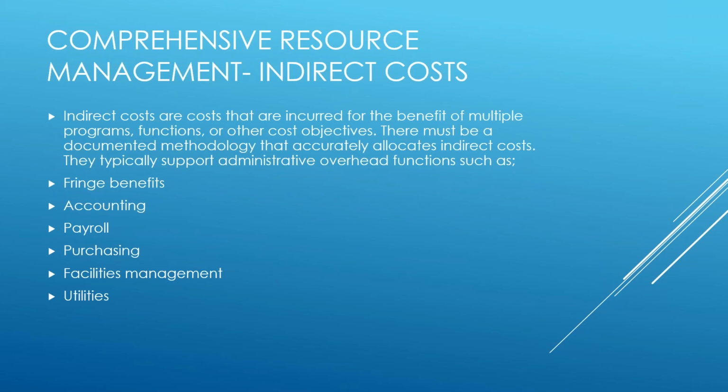Indirect costs are costs that are incurred for the benefit of multiple programs, functions, or other cost objectives. There must be a documented methodology that accurately allocates indirect costs. Indirect costs usually support administrative overhead functions such as fringe benefits, accounting, payroll, facilities management, utilities. Just some more practical examples of this would be janitorial services, things like that.